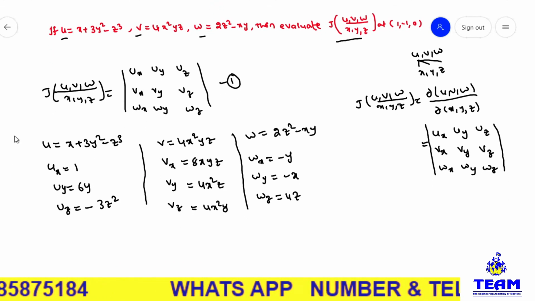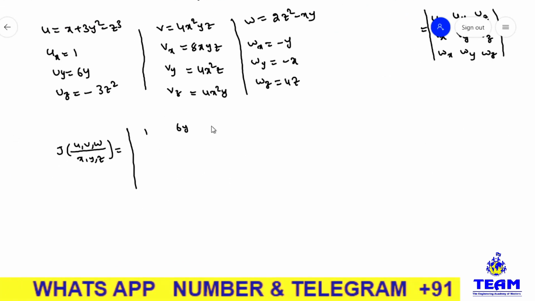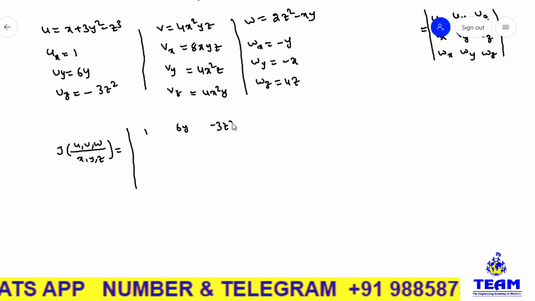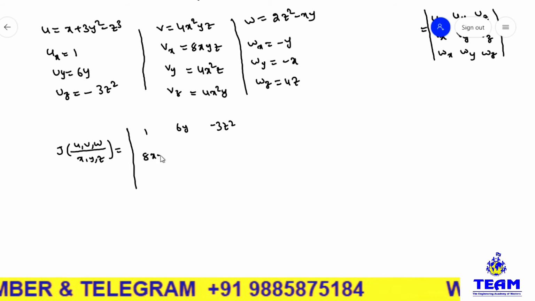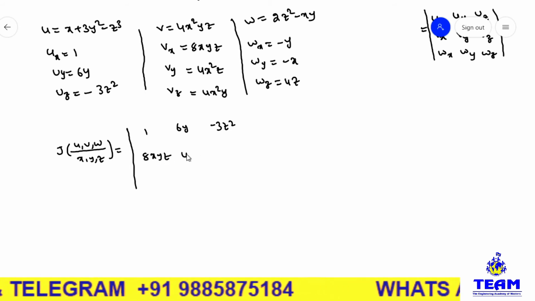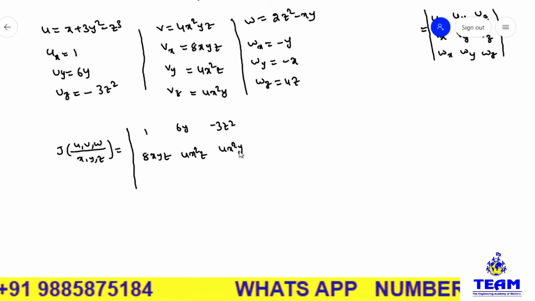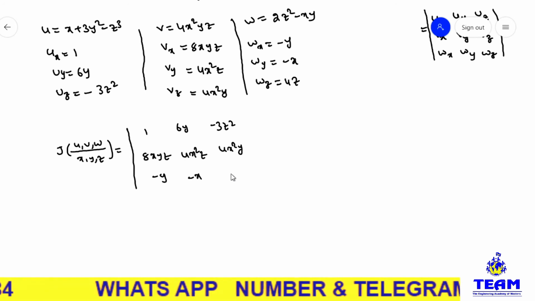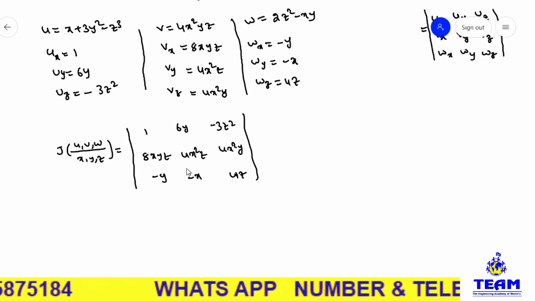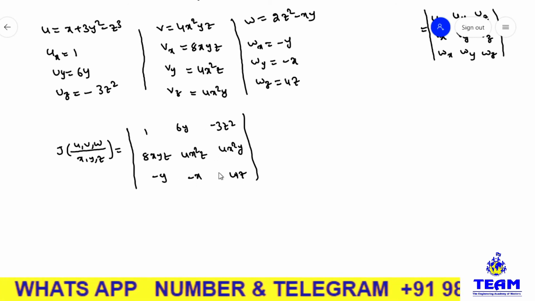Then you will get, what is ux? Ux is equal to 1. Uy is 6y. Uz is equal to minus 3z square. Next, vx is 8xyz. Vy is 4x square z. Vz is 4x square y. Wx is minus y. Wy is minus x. Wz is 4z. Friends, here you observe that in the determinant all the values are in terms of x, y, z only.